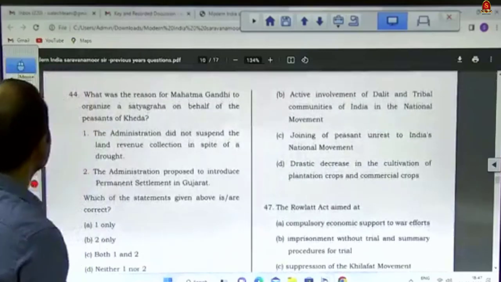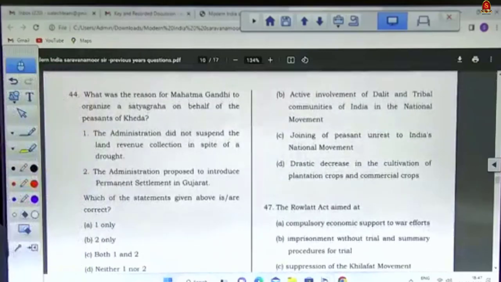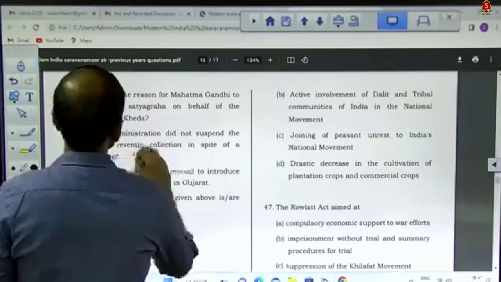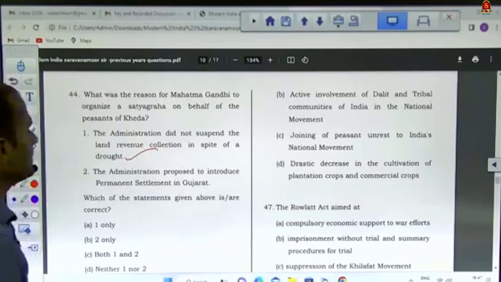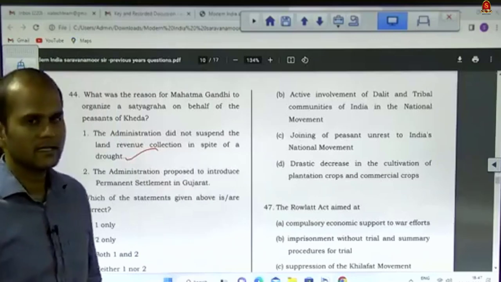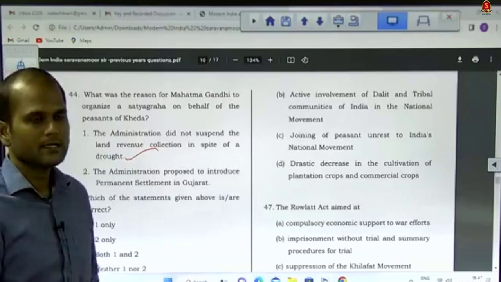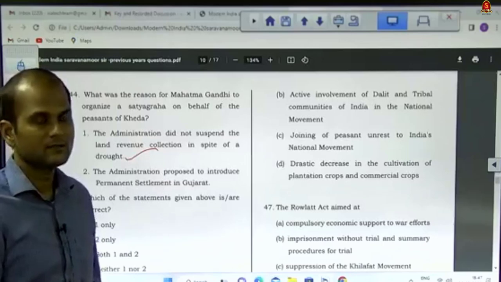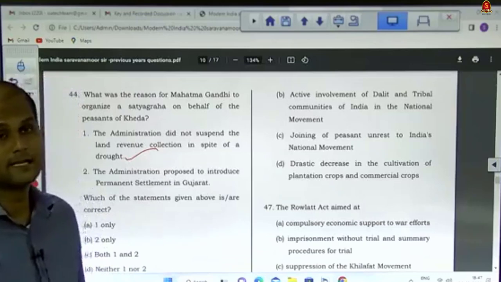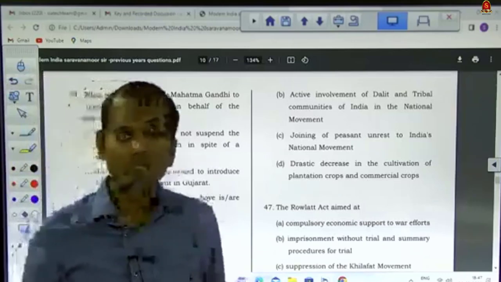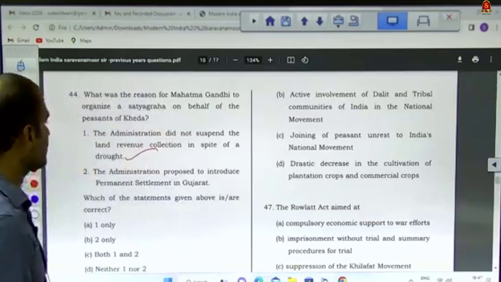43. Next, come to 44. What was the reason for Mahatma Gandhi to organize Satyagraha on behalf of peasants in Kheda? The administration didn't suspend the land revenue collection in spite of drought. Yes, you know, 1918, failure of monsoon, failure of crops. The Revenue Code says tax exemption if there is drought, but the administration refused to suspend. That's why Kheda Satyagraha. Vallabhbhai Patel actually participated. These are all other information.